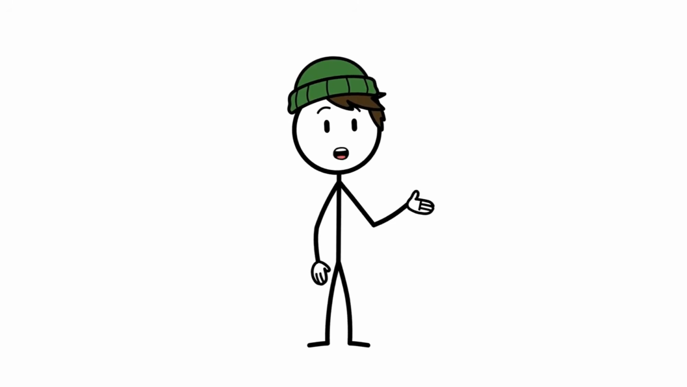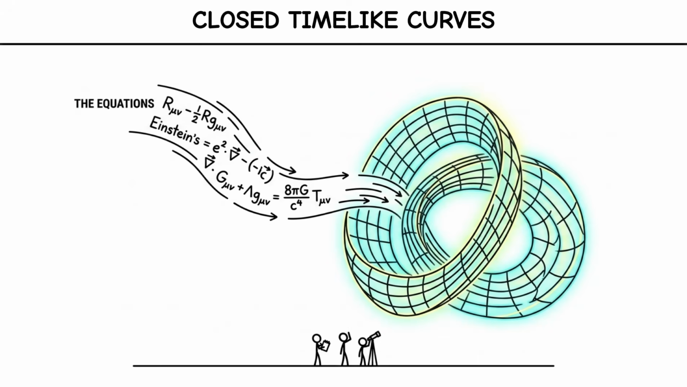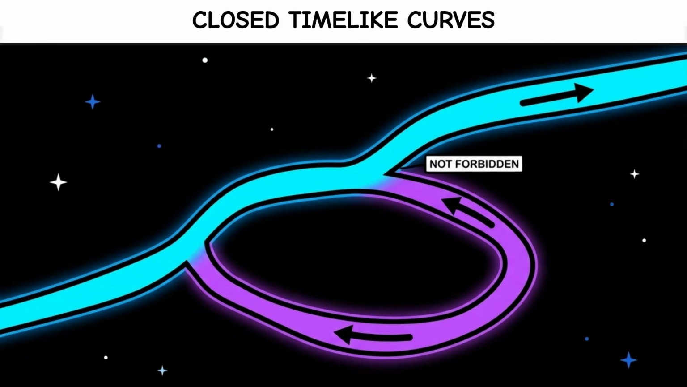All right, let's go. Number 7. Closed timelike curves. Why Einstein's own equations are the problem physicists have been trying to solve. General relativity does not forbid time travel. This is the uncomfortable starting point for everything on this list.